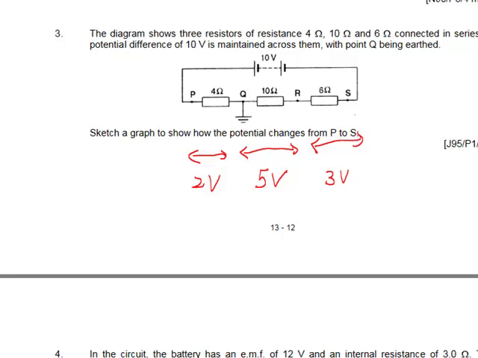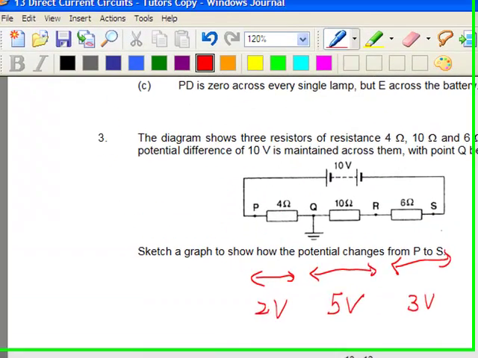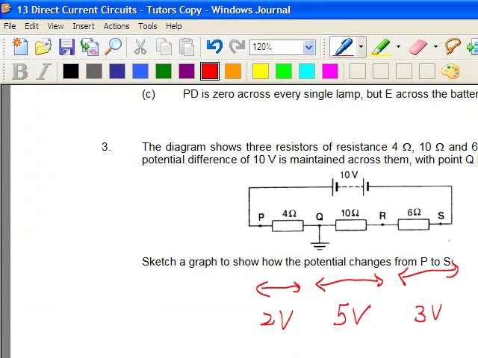Now, how to sketch the graph? To find the potential from S, what's the potential at S? Is it 0? Normally the negative terminal is 0 volt. That's a very big misconception. Just because the battery is 10 volt doesn't mean the negative end must be 0 volt and the positive end is 10 volt, right?